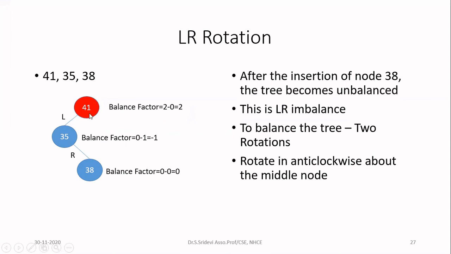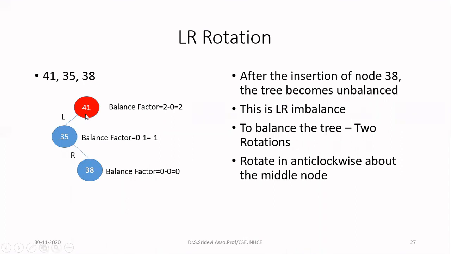But the method to find out the imbalance node is to start from the leaf node, that is the newly inserted node. Proceed towards the root. And in the path, you find out the first node which is having the imbalance. So 38 is balanced. 35 is also balanced. 41 is imbalanced. So fix this node now. You are going to perform rotation with respect to this node.